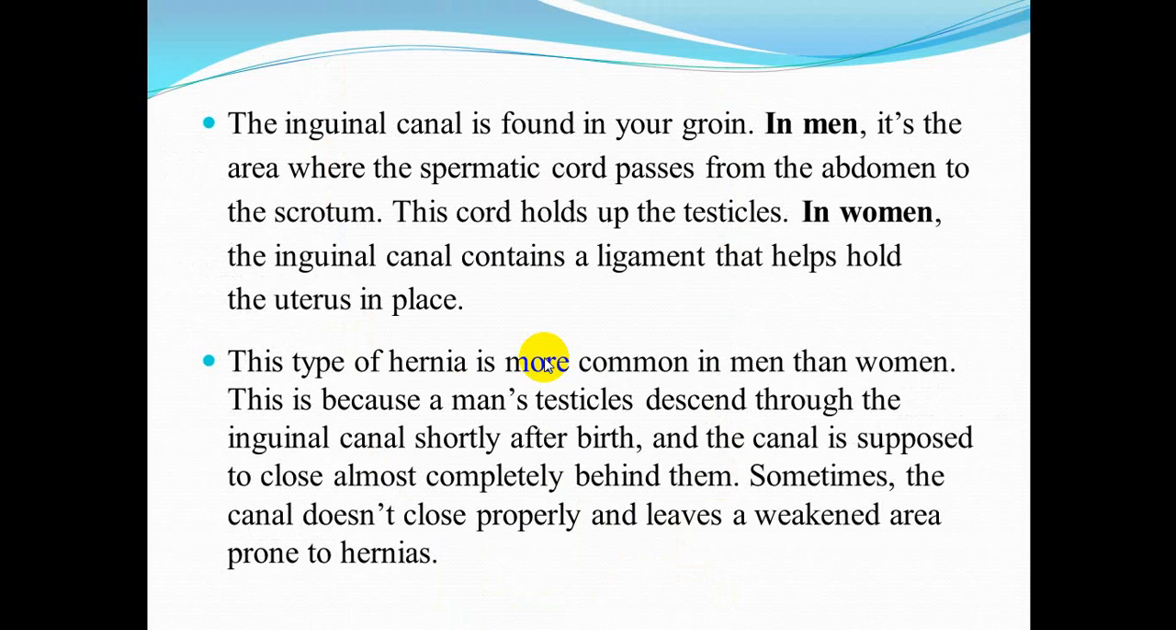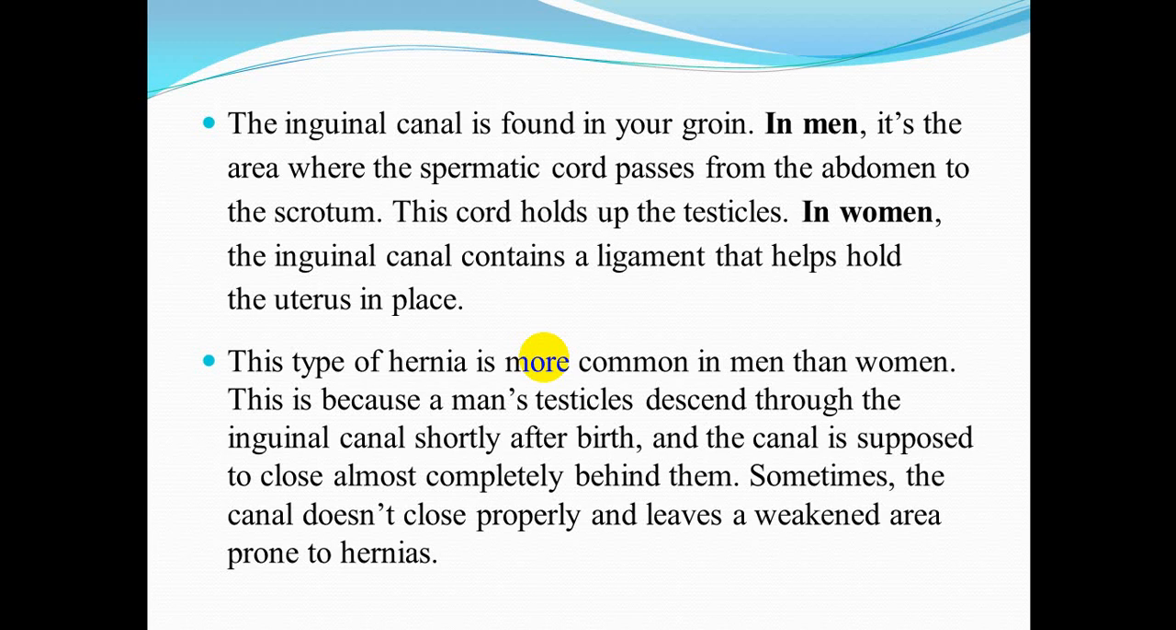The inguinal canal is found in your groin. In men, it is the area where the spermatic cord passes from the abdomen to the scrotum. This cord holds up the testicles. In women, the inguinal canal contains ligaments that help hold the uterus in place. وبالتالي نرى انه الرجال اكثر اصابة من النساء، وذلك لان النساء يكون سبورت للانجوينال كانال عن طريق ليجمنت. هذا الليجمنت راح يسوي سبورت للاريا، وبالتالي نرى ان حدوثها بالرجال اكثر ما تحدث بالنساء.